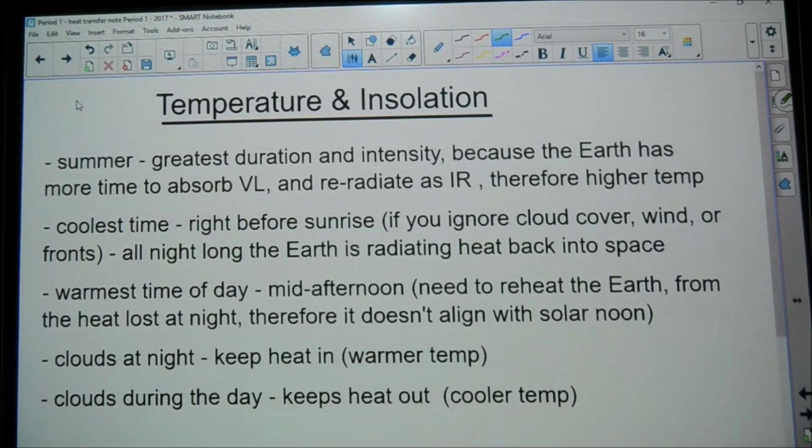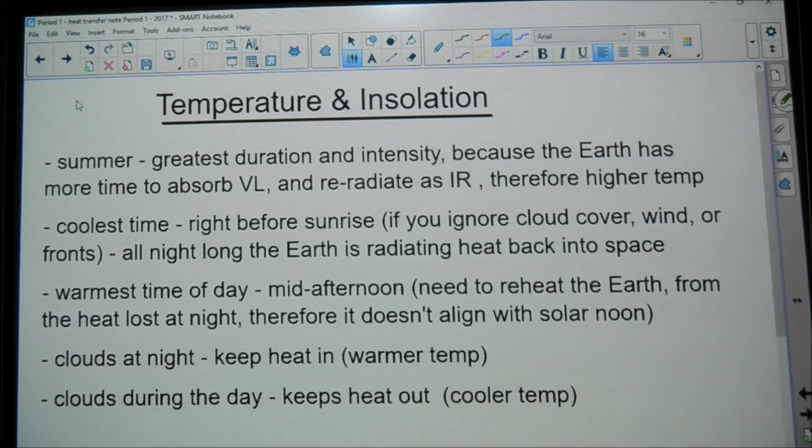The warmest time of day, a lot of people think it's solar noon because it's got the highest intensity. Not true. Because remember, all night long you've been radiating off heat, you've been giving it off. You get that lag time because now you've got to reabsorb heat energy. So it's not going to be solar noon when it's most intense. It's actually usually mid-afternoon. So the whole idea is you keep absorbing until the sun is setting. So with that one, my warmest time of day, mid-afternoon.